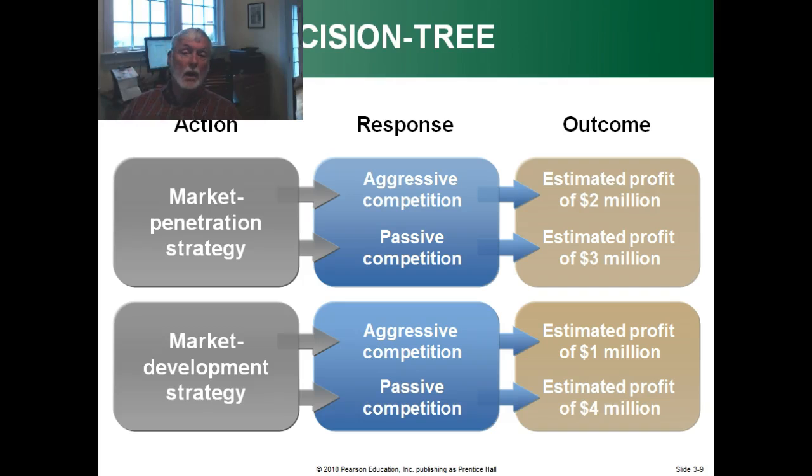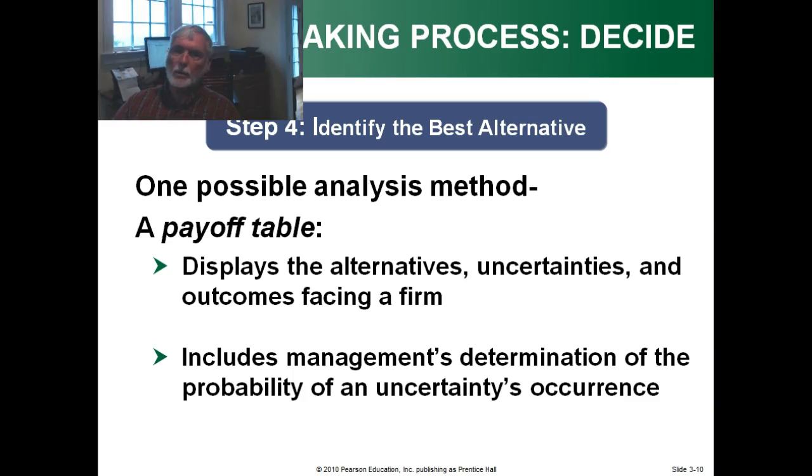Instead, I also have the option of doing a market development strategy, so not trying to get market share, but trying to develop the market for myself and others. If I seek aggressive competition, I would see $1 million profit, and with passive competition, I'd have a $4 million profit. So there, I've got four options that generate four different levels of profit, depending on what my competitors do and what I do. So that's kind of the process.